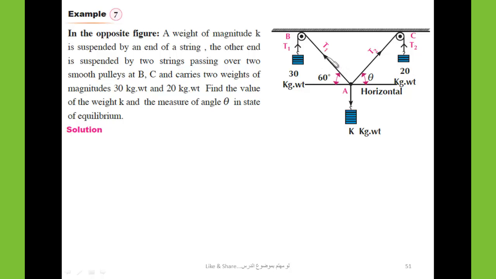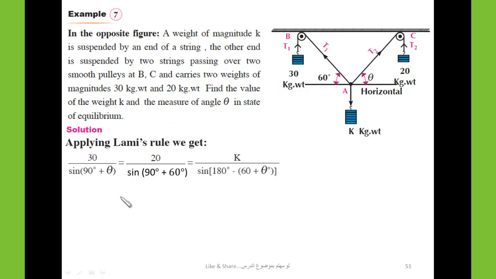So we have a tension T1 in the string AB and the other tension T2 in the string AC. So you can consider T1 equals 30 and T2 equals 20 kilogram weight, and the weight of the body is unknown, of magnitude K. In this figure, the measure of the angle between the line of action of T1 and the horizontal is 60, and the measure of the angle between the line of action of T2 and the horizontal is theta. So the required is to find the value of the weight K and the measure of theta in a state of equilibrium.